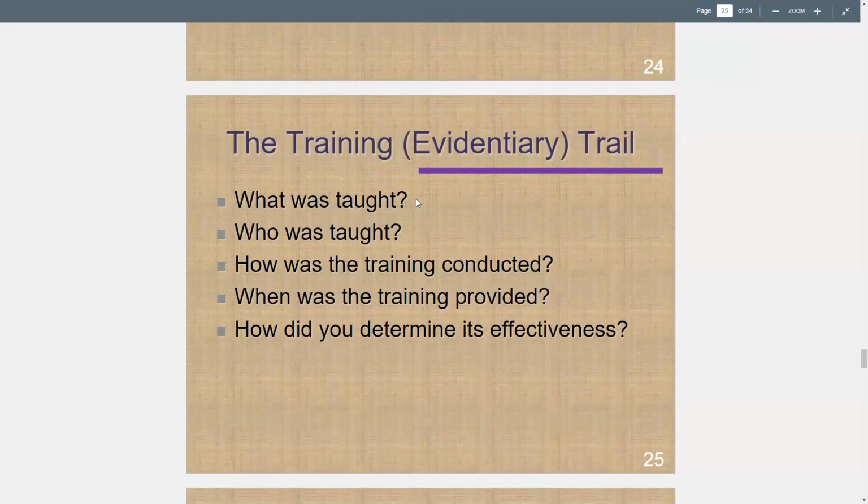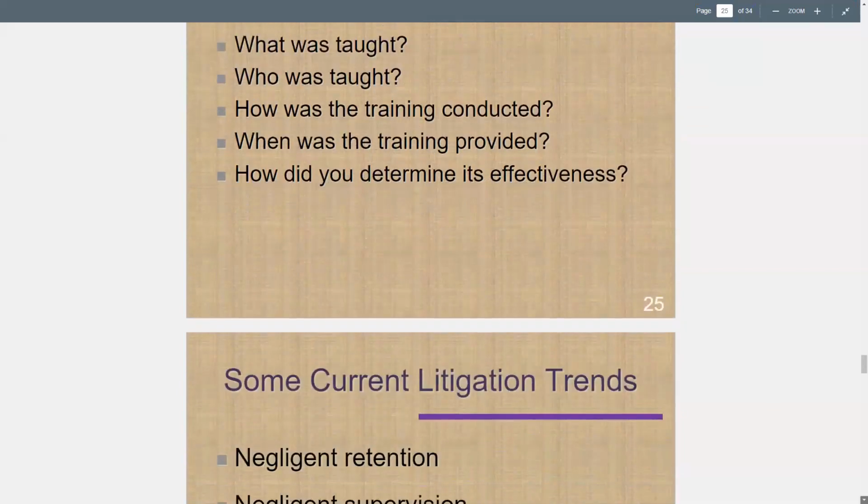Did you have a sign-in sheet? Was there a test that the employee had to pass afterwards? How did you determine its effectiveness? Again, that test can be a really powerful way of doing it, so it's a smart way of approaching that. And if you have a student that doesn't do well on the test, then put that student through retraining.